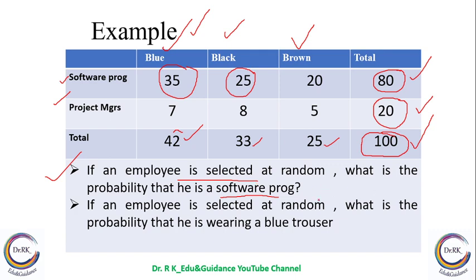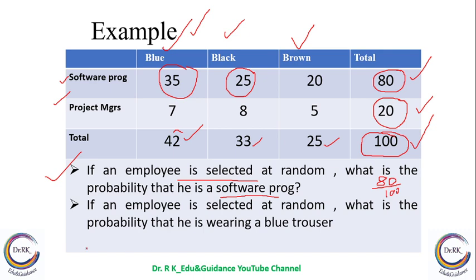First, we recall the basic definition. What is the sample space here? Sample space is 100, so 100 comes here. Out of this sample space of 100, we are selecting software programmers. How many are in favor of this? 80 are software programmers. Therefore, it is 80 by 100. This is a simple problem based on the basic definition of probability.